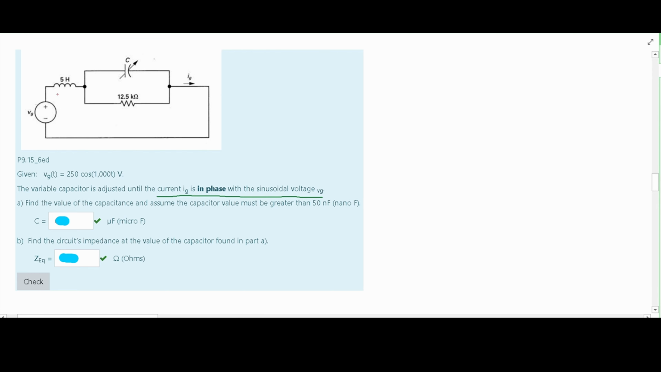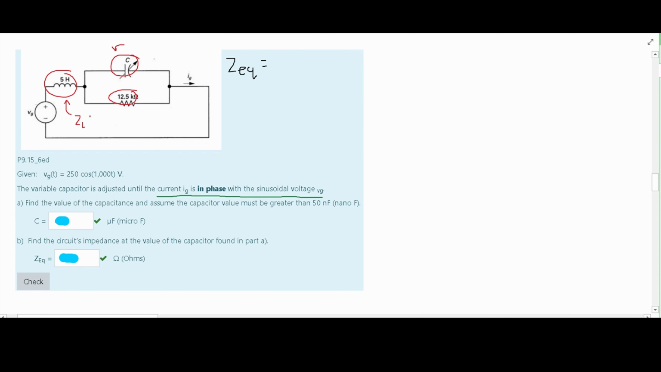Because if we have this impedance and this impedance together, we can add them to a set value. And since our current Ig is in phase with the sinusoidal voltage, we know that our imaginary part is 0. It'll make more sense when we write it out in a second, but remember we are finding the Z equivalent here. And then this is going to be equal to our 5 millihenry inductor. However, we're going to convert this into the rectangular form. That way we can add it, and we're going to do the same for our capacitor.